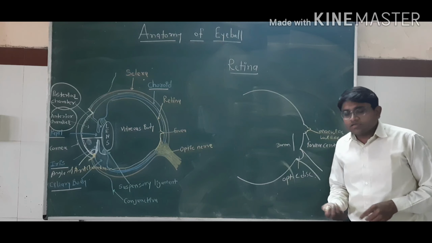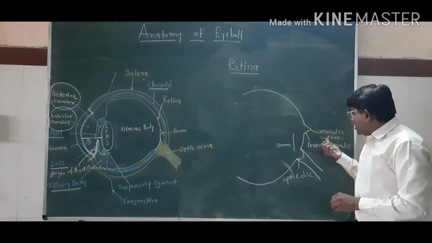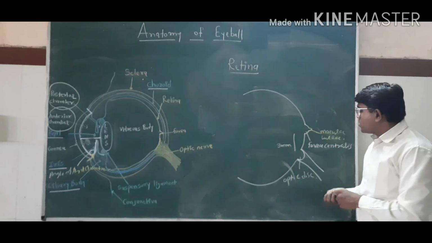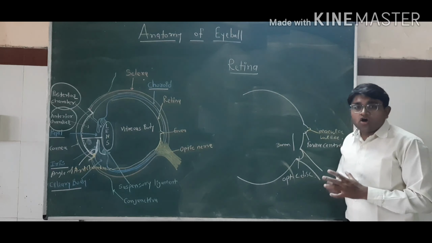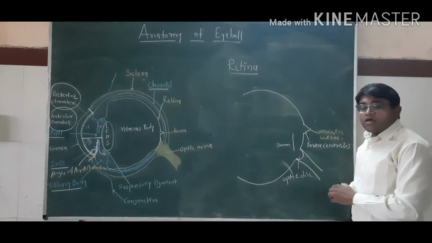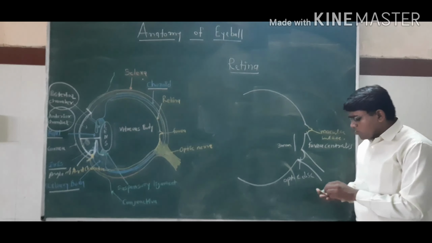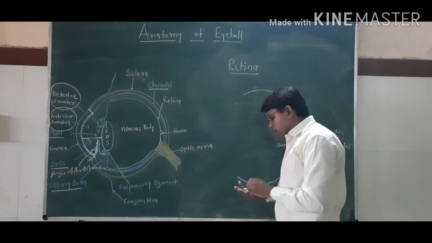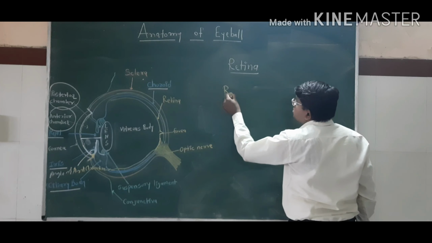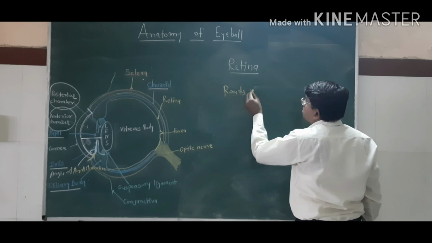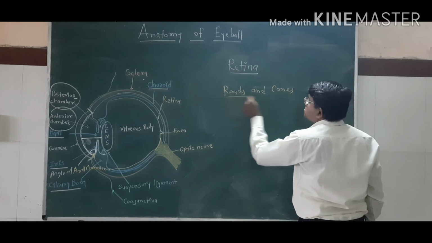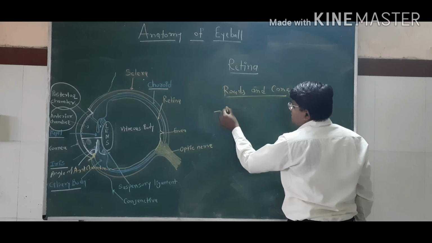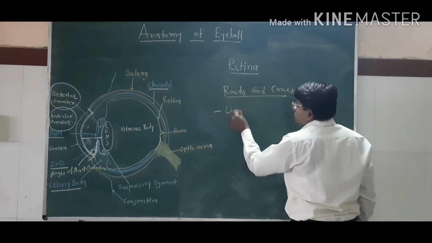So here in the macula lutea, only the cone cells are present. Only the cone cells are present in the macula lutea. So rods and cones, we will first discuss about the rods and cones. They are the light receptors of the eye.